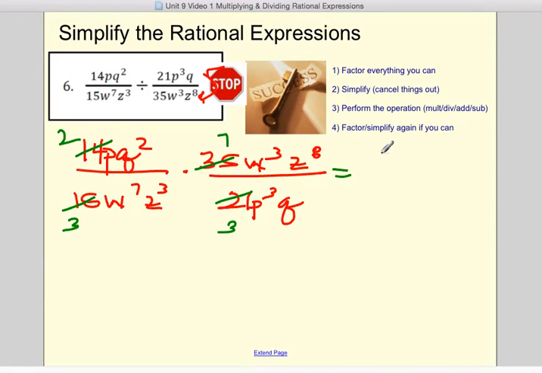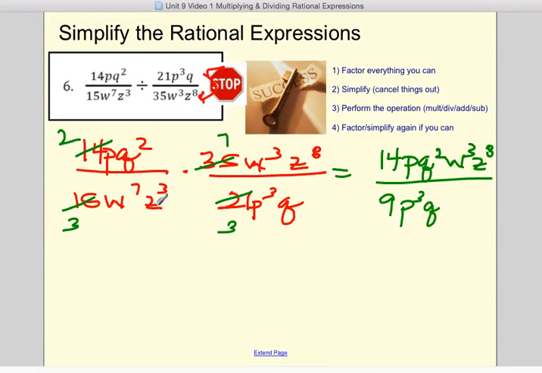I would have 14, then I'm going to have pq squared, w to the third, z to the 8th, all over 3 times 3 is 9, p to the third, q, w to the 7th, z to the third. Now I need to simplify. 14 and 9, only thing they are both divisible by is 1, so it's going to stay 14 over 9.